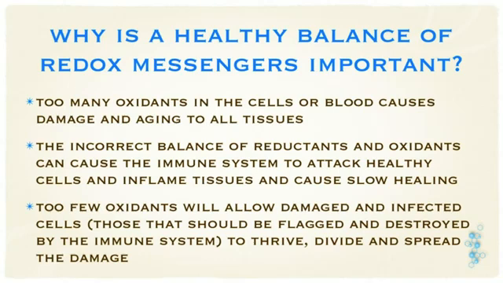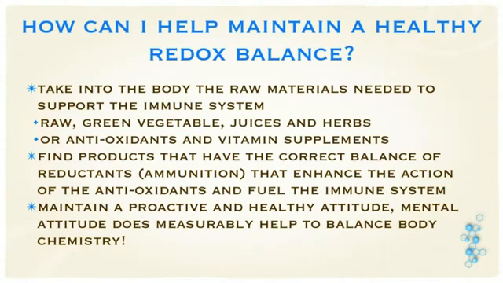The incorrect balance of reductants and oxidants can cause the immune system to attack healthy cells and inflame tissues and lead to slow healing, or even worse, system problems where the body is attacking itself, auto-attacking. Too few antioxidants will allow for damage, and infected cells that should be destroyed and so forth, but these infected cells would thrive or divide and spread and cause damage, and this is creating havoc in our tissues.